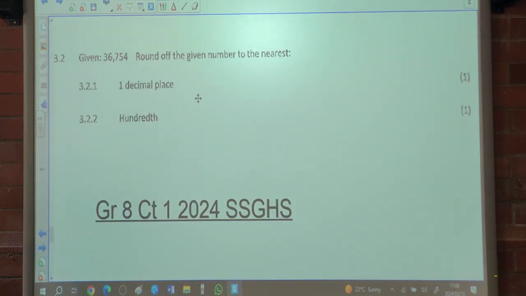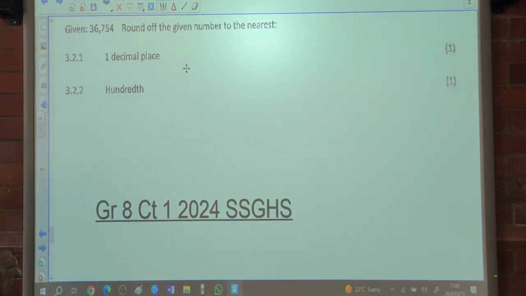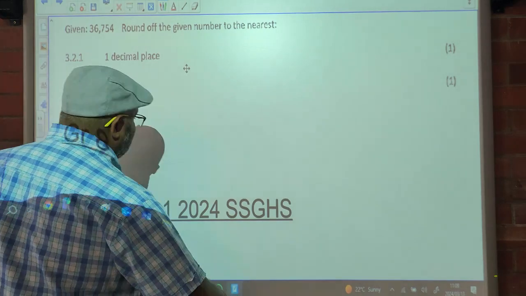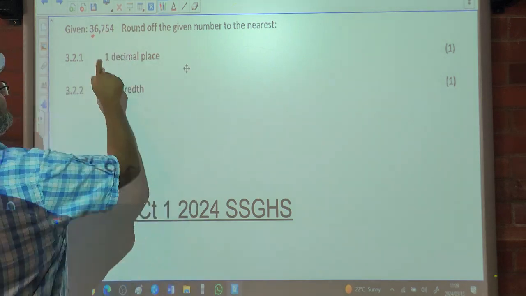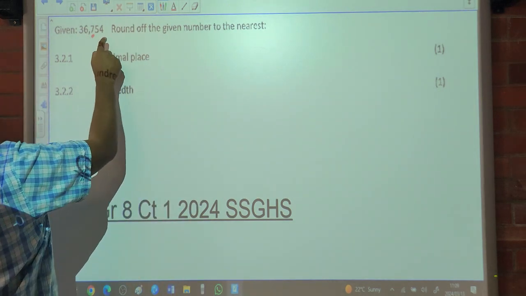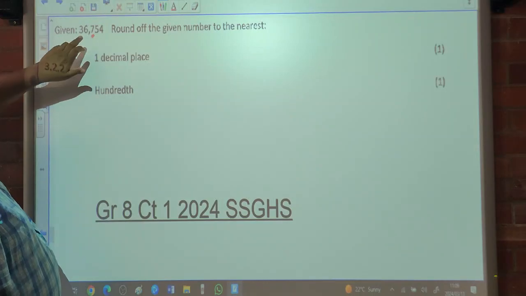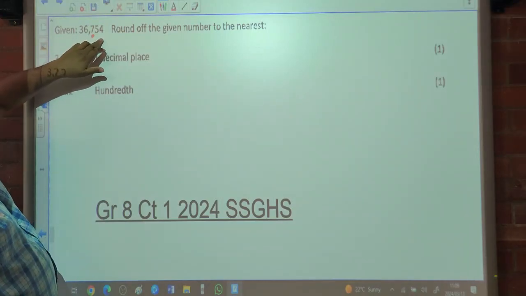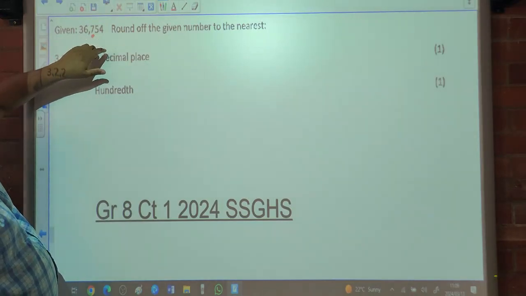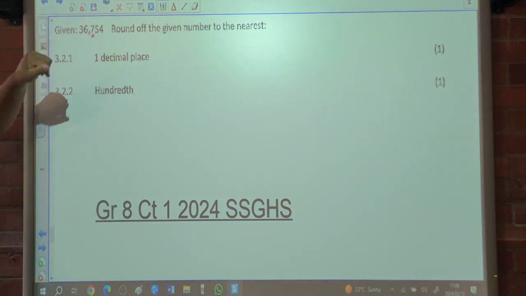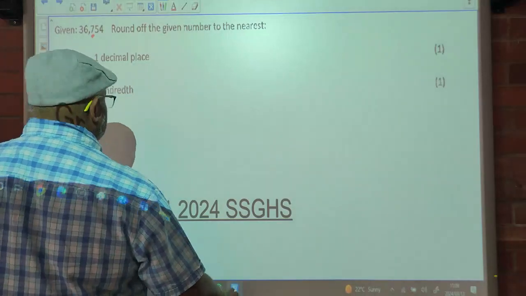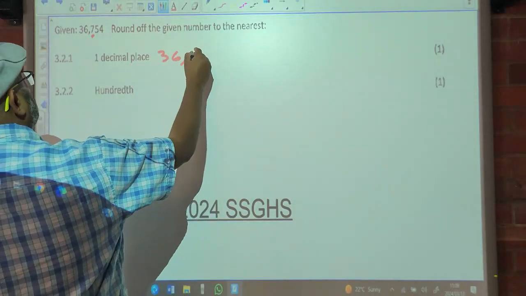Then we are given in 3.2 the number 36,754. Round off the given number to the nearest 1 decimal place. So I'm going to look at the 7. Not so, but that 7 is dependent on the 5, the number after it. So that number is greater or equal to 5, not so. So you're going to change the 7 into an 8. So it's going to give you 36,8.